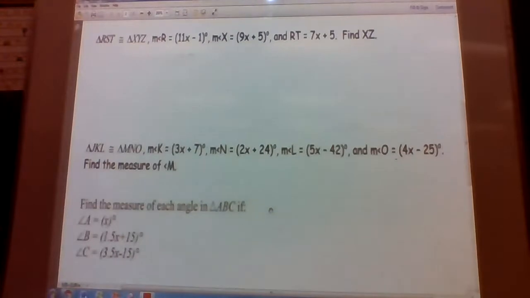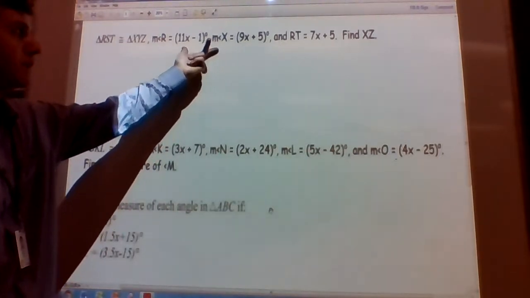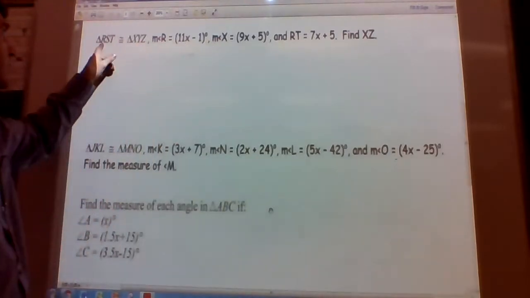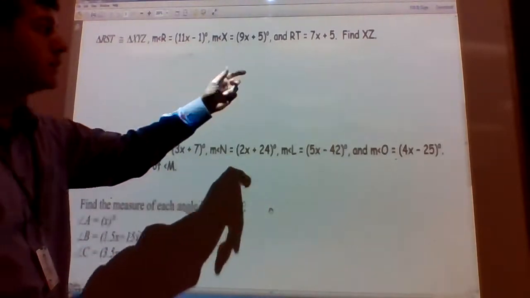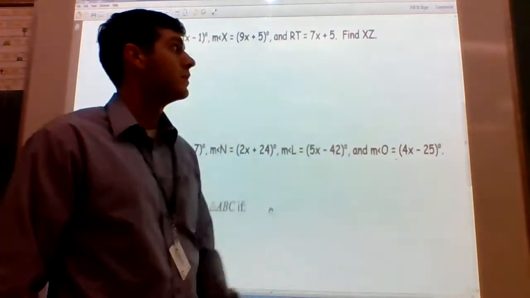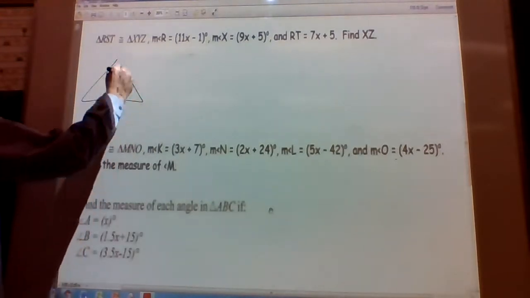Okay, second one. Again, if we look right at the problem, we know angle R is congruent to angle X, so the measure of angle R is going to equal the measure of angle X. And we also know that RT is going to be congruent to XZ. So when we find x, we can then say 7x plus 5 is going to equal XZ. But let's draw it out. Pretend we didn't know that, we would draw it out.